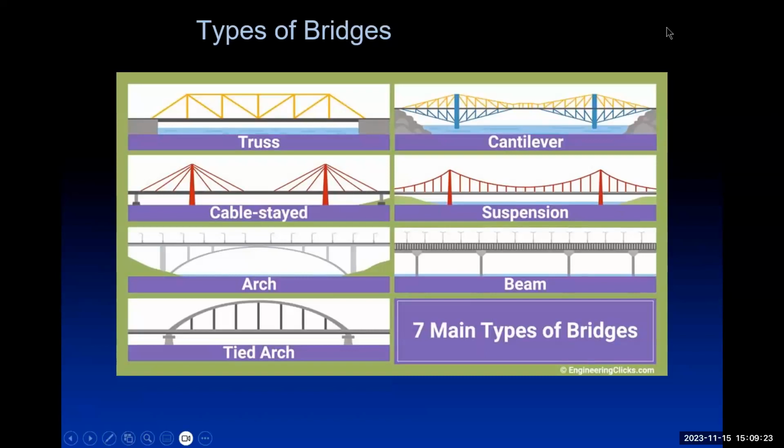So first, let's just look at the 7 major types of bridges. We have truss, cantilever, cable stayed, suspension bridges, arch bridges, beam bridges, and tied arch bridges. Now, quite often, there are bridges which are a mixture of some of these types. Sometimes that's a good thing, sometimes it's a tragic thing.